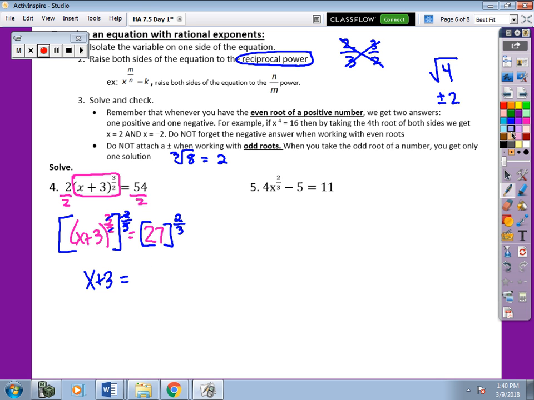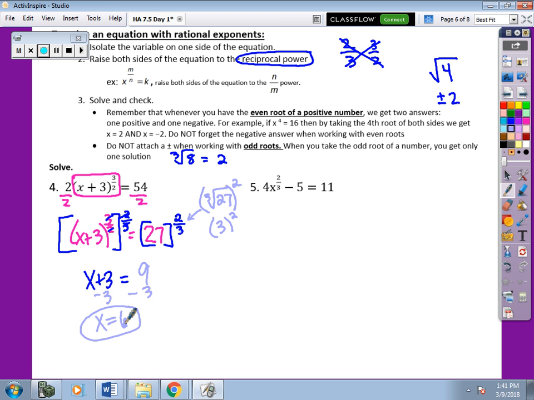Now, what is 27 to the 2/3 power? Well, you can use your calculator to type it in, if you want to, but we can do this by hand. The index is the denominator, so this would be the cube root of 27 quantity squared. The cube root of 27 is 3, just 3, not positive or negative 3, just 3. And then we would perform 3 squared, which is 9. Subtract 3 on both sides, and we'll get x equals 6.